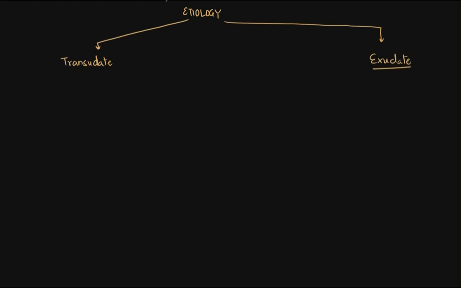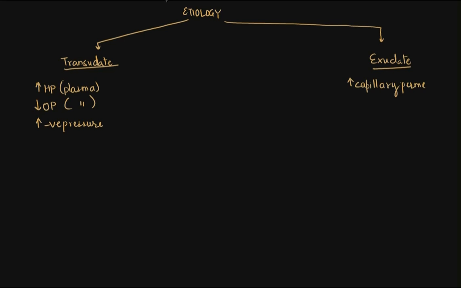Now let us look at the etiology of pleural effusion. It can be divided into two types based on the type of fluid, which is a transudate and an exudate. The usual mechanism of transudate is increased hydrostatic pressure, decreased osmotic pressure within the vessels, or increased negative pressure in the surrounding tissue. The mechanism of exudate is increased capillary permeability.